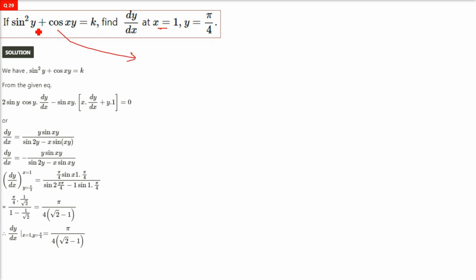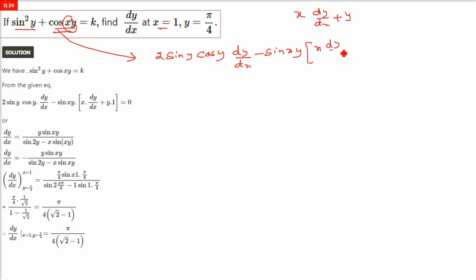Alright. So the differentiation of sin squared y will be 2 sin y, then the differentiation of sin y, which is cos y, and differentiation of y is dy by dx. Next one is cos xy. Differentiation of cos xy is minus sin xy, then the differentiation of xy will be x dy by dx plus y times d by dx of x, which is going to be 1. I am not writing it. So it will be minus sin xy into x dy by dx plus y, and this is equal to k. Differentiation of k is a constant, so it is going to be 0.